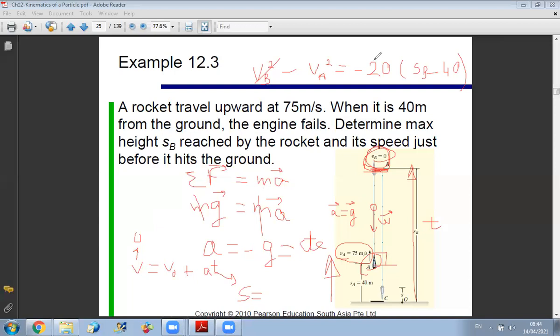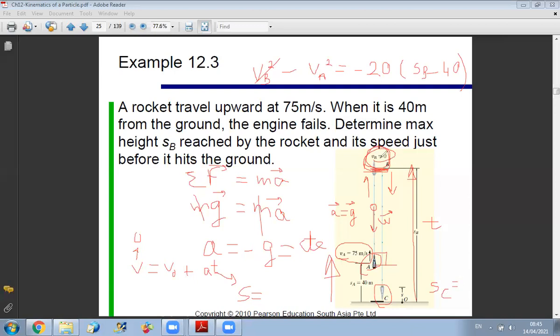Okay? And then they ask you what will be the speed just before it hits the ground. So when it reaches the maximum height, v is 0, the velocity will change in sense. It was upward, now it will be downward. And how to calculate the velocity at C? What should we do? What do you know at C? At C you know the position. You know that s of C is 0. Okay? But your unknown now is the velocity.